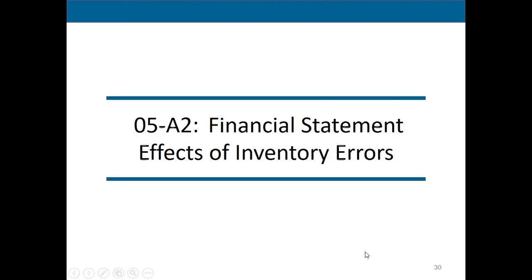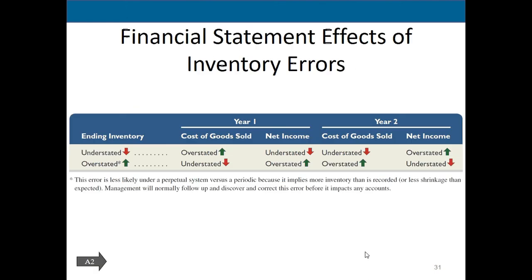All right, what happens if we have inventory errors? What does it look like on our financial statement? You can take a look at this. I'm not going to spend too much time trying to decipher it, but obviously inventory errors make some pretty profound changes. If I understate my inventory, here it is. I mean, if I understate my inventory, then my income is going to be overstated, right? I'm going to have too much net income, right?